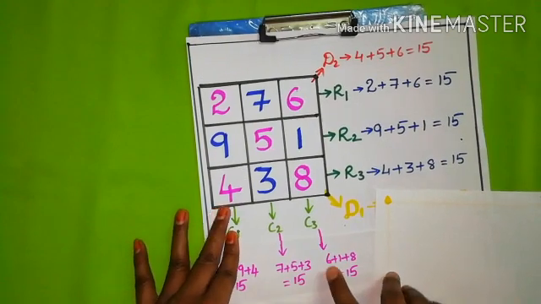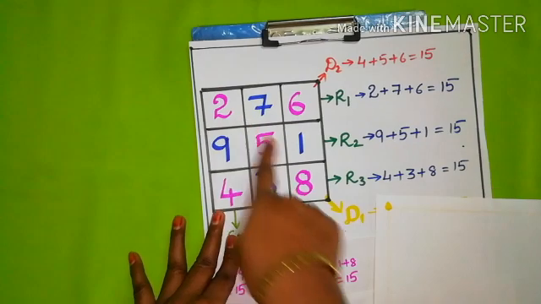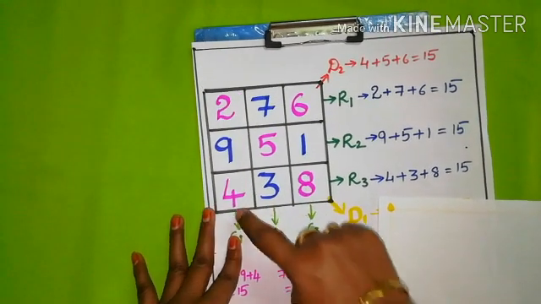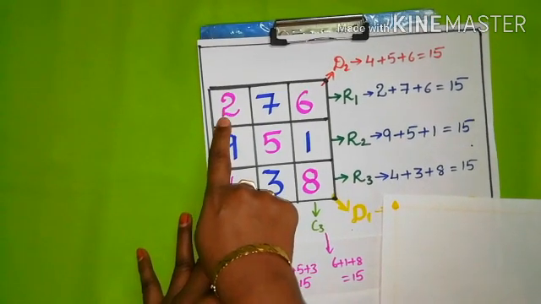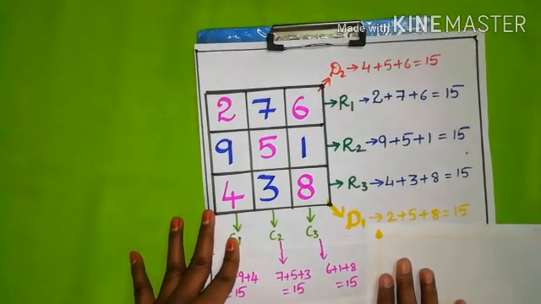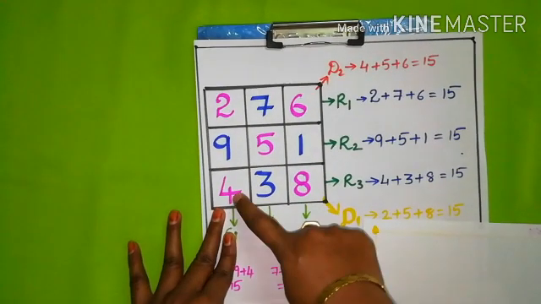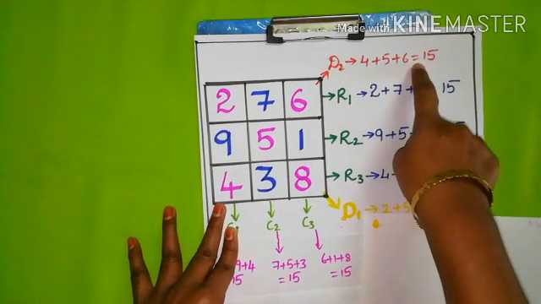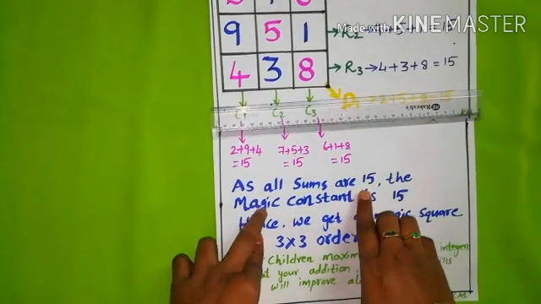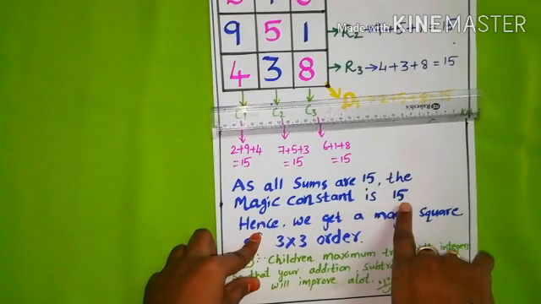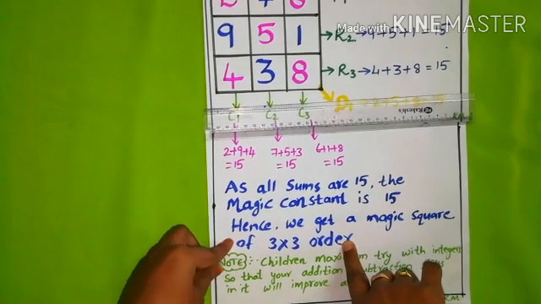Not only that, don't forget to check diagonally also. Let me take this as diagonal 1 and this as diagonal 2. Let us check the sum of digits. 2 plus 5 plus 8 gives us again 15. Second diagonal sum is also 4 plus 5 plus 6 is equal to 15. As all sums are 15, the magic constant is 15. Hence, we get a magic square of 3 by 3 order.